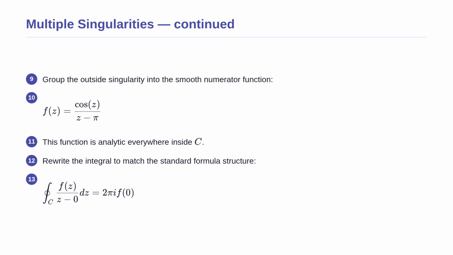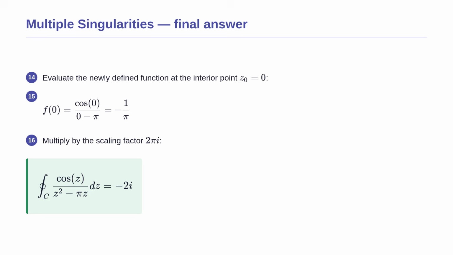Our integral now perfectly matches the Cauchy integral formula structure, with our interior point z0 being 0. We have successfully isolated the single problem point inside the boundary. To find the final answer, we just need to evaluate our newly defined function at the interior point 0. We plug 0 into the numerator, giving cosine of 0, and into the denominator, giving 0 minus pi. Since the cosine of 0 is exactly 1, the value simplifies to negative 1 divided by pi.